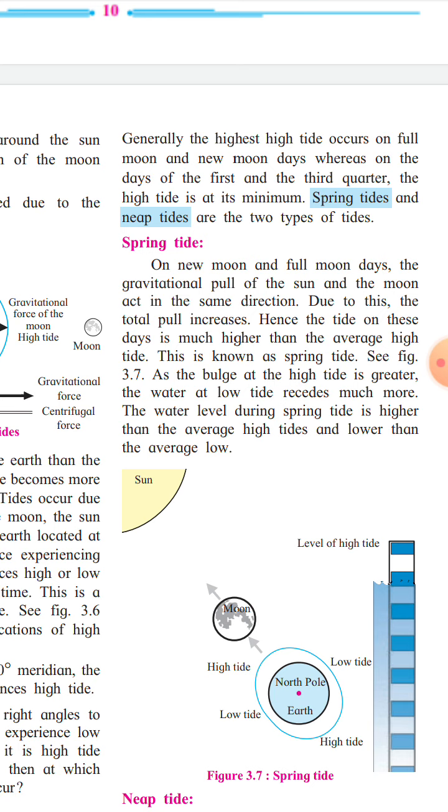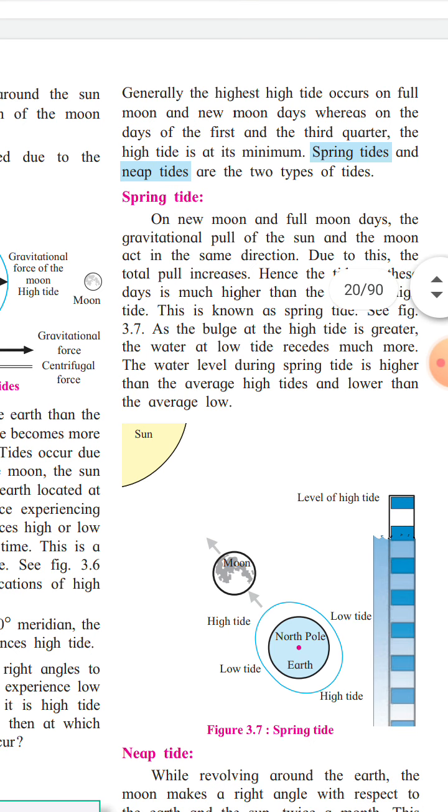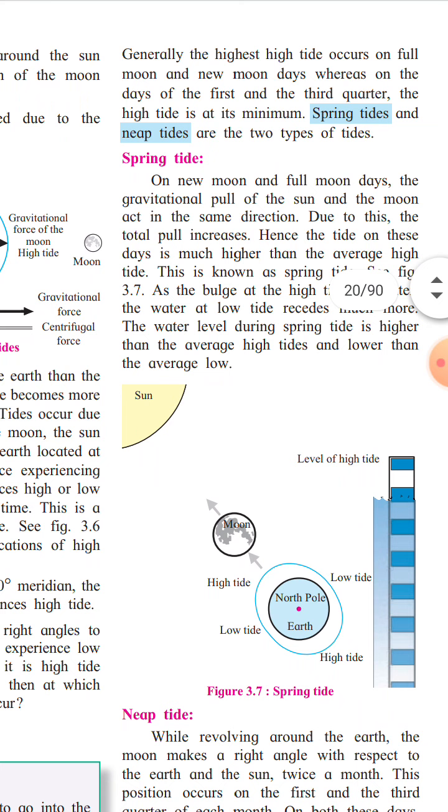As the bulge at high tide is greater and the water at low tide recedes much more, the water level during spring tide is higher than the average high tides and lower than the average low tides. Okay, in figure 3.7 it is shown how spring tide occurs.